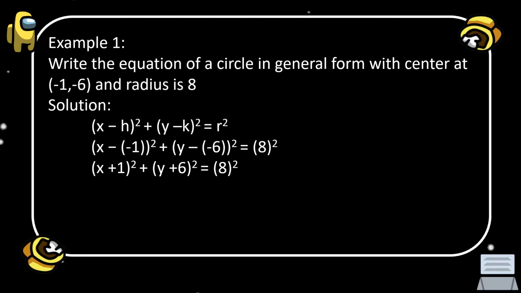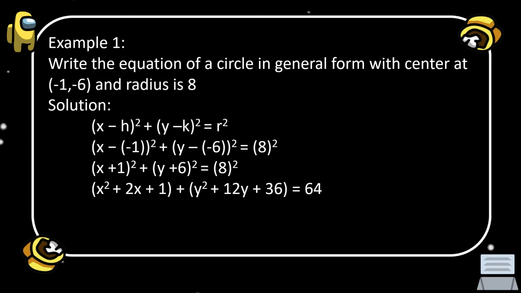And after that, we are going to expand. So (x plus 1) squared means we are going to multiply it by itself. So (x plus 1) multiplied by (x plus 1). Using the FOIL method, we have x squared, because x times x is x squared. x times 1 is x. 1 times x is x. Plus 1 times 1 is 1. So when we combine all similar terms, we have x squared plus 2x plus 1. That is the expanded form.